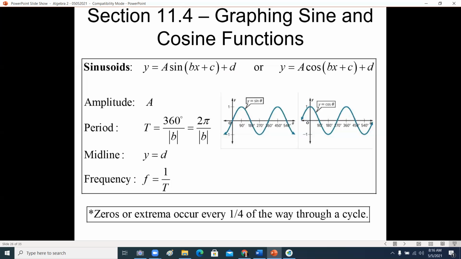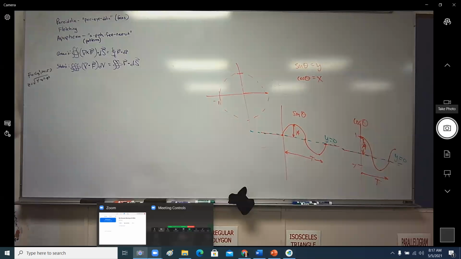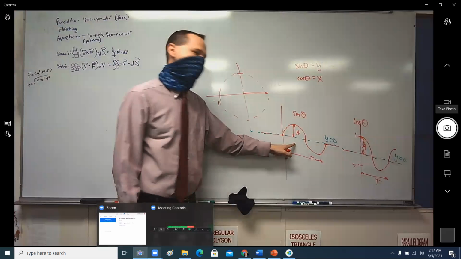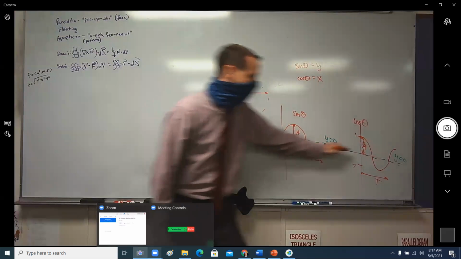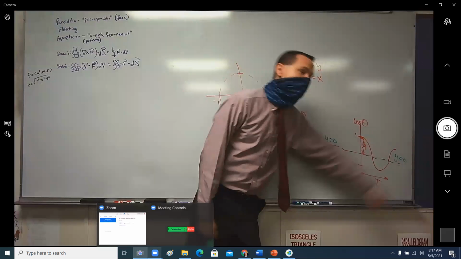Other key things to know about this is, for any of these graphs, the zeros or the humps or the extrema all happen a quarter of the way through the cycle. Now, let's talk more concretely about this. Let's look at the picture we have right here because this picture says a lot more. First off, what does the midline mean? It's the middle, right? Okay. By default, that's at 0.